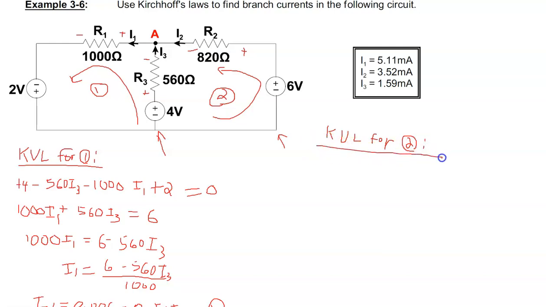Okay, so again now, going around here counterclockwise. The first device is the 6-volt source. We're going from a negative to a positive, so that's a rise in potential, plus 6. Across resistor R2, from a positive to a negative is a drop in potential, subtract 820 multiplied by I2.